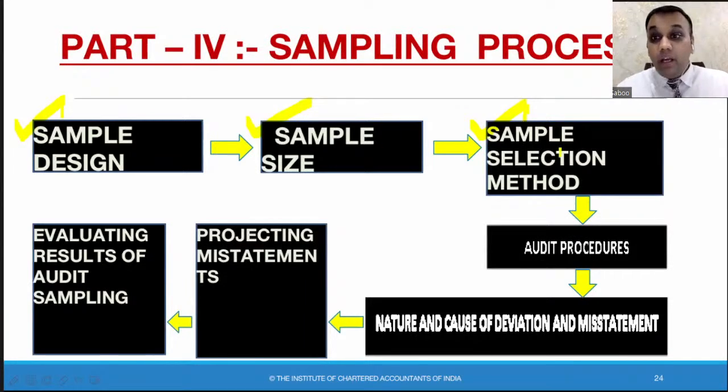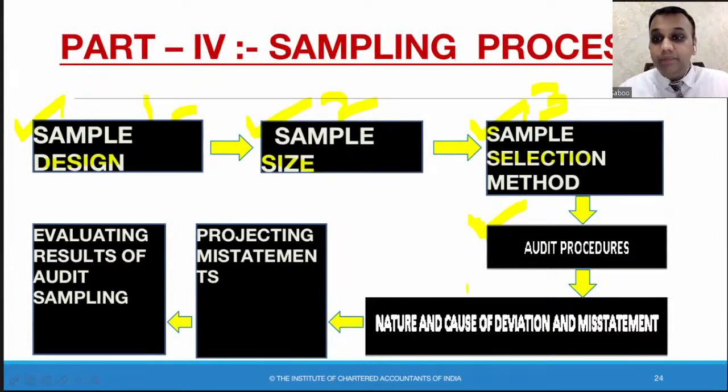Then we'll carry out our audit procedures on the samples selected. So these first three steps, 1, 2, 3, these are related to picking samples from the population. Designing of the sample, size of the sample, and selecting the sample using different methods. Once the sample is selected, now is our time, our work, carry out the audit procedures on the selected sample.